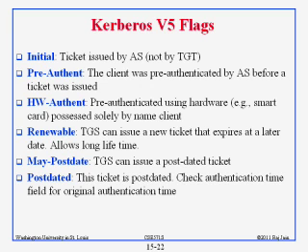Renewable. The TGS can issue a new ticket that expires at a later date and therefore allows a long lifetime. Previously it was limited to 21 hours, and even if you have some different units, you could have a longer lifetime ticket. So these are renewable tickets. May post date. So this is another feature where you can issue a ticket which is valid in the future.